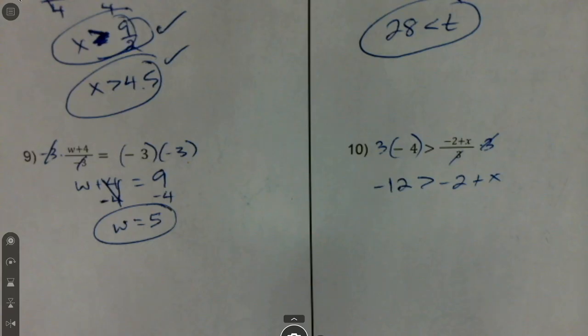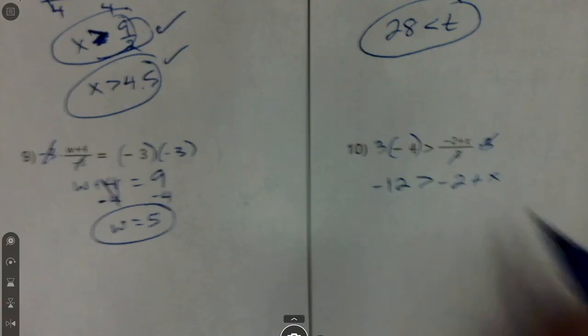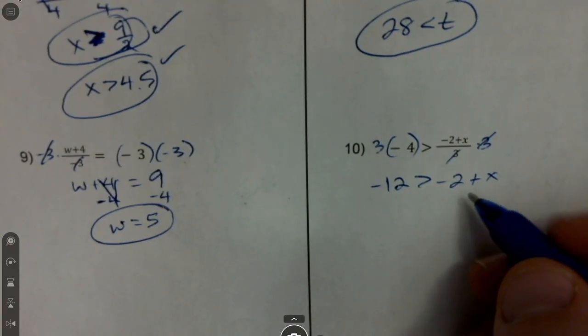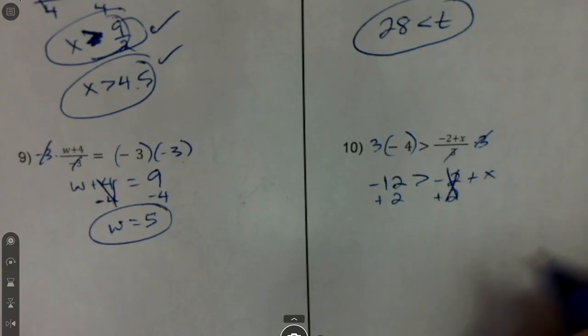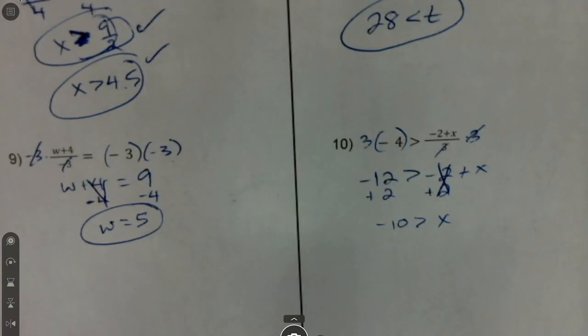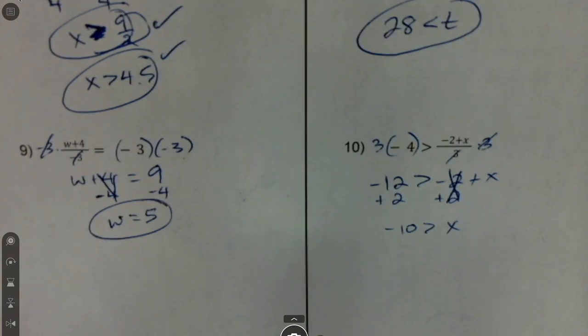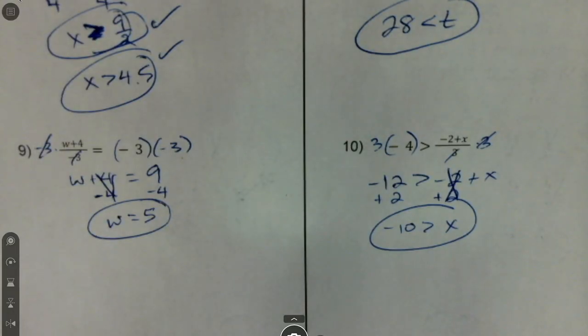Okay, there's no distribution to do. There are not variables on both sides, so we need to move the constant, the negative 2, away from the variable. It's a negative 2, so we need to add 2 to get rid of it. Negative 12 plus 2 is negative 10. So negative 10 is greater than x. And there's nothing to multiply or divide, so we're finished.